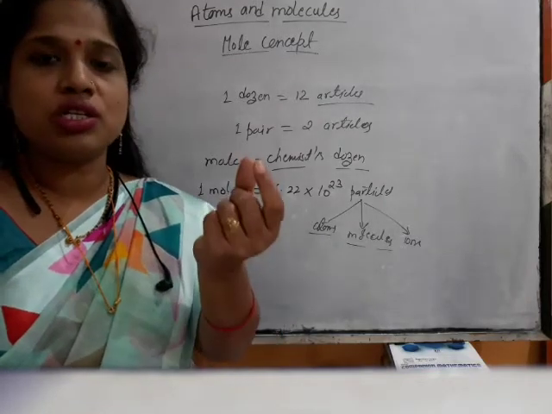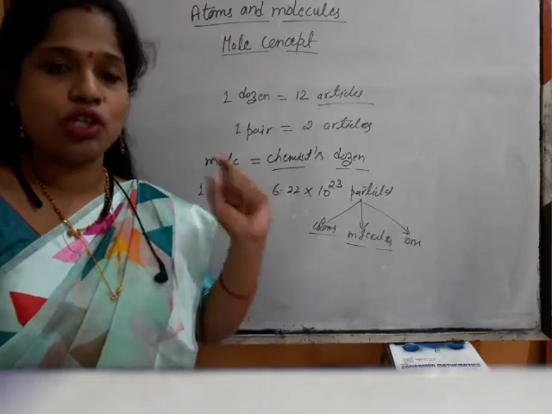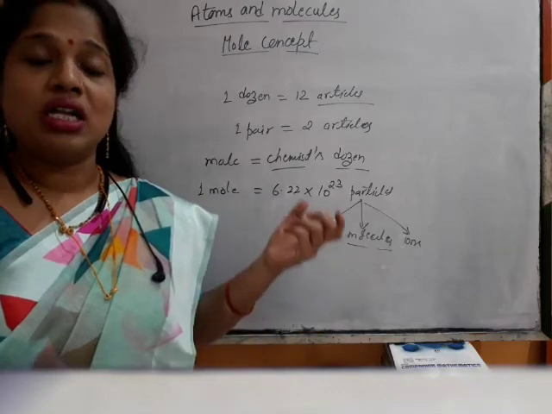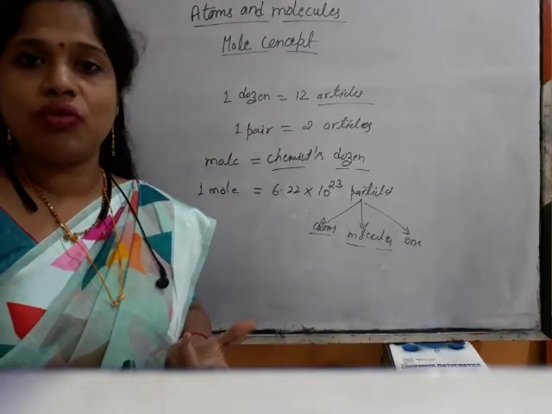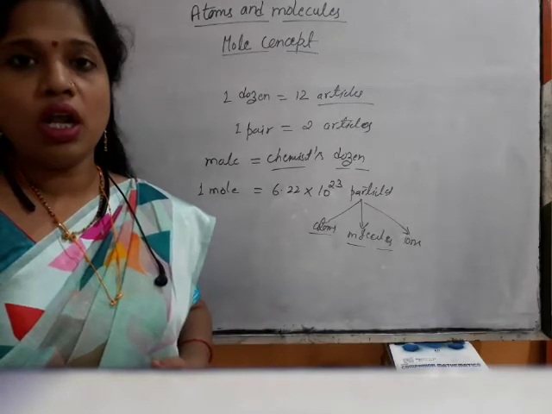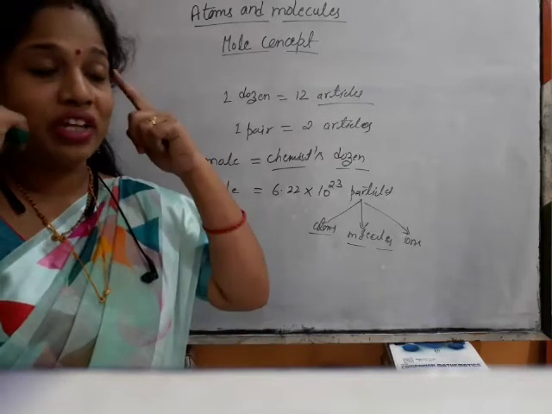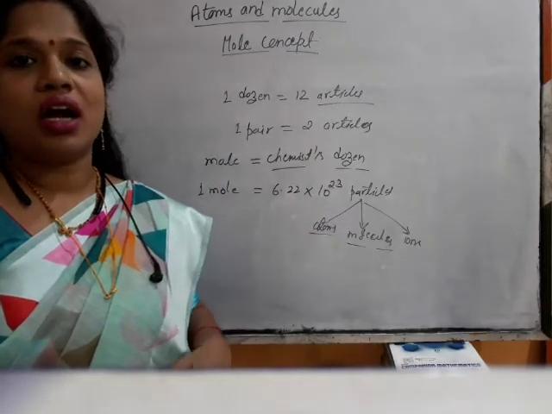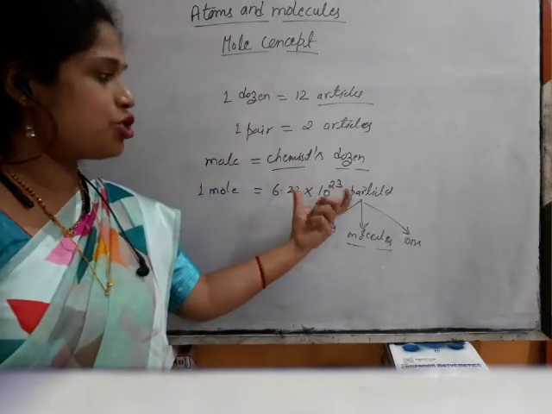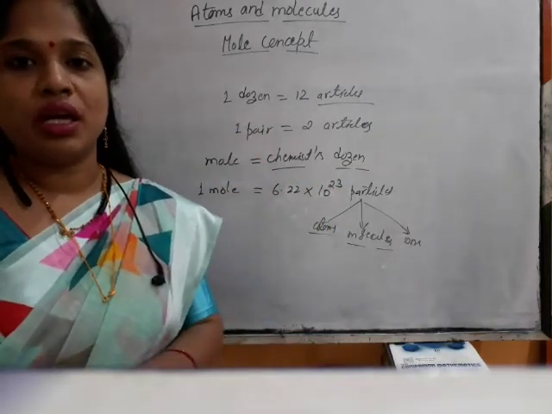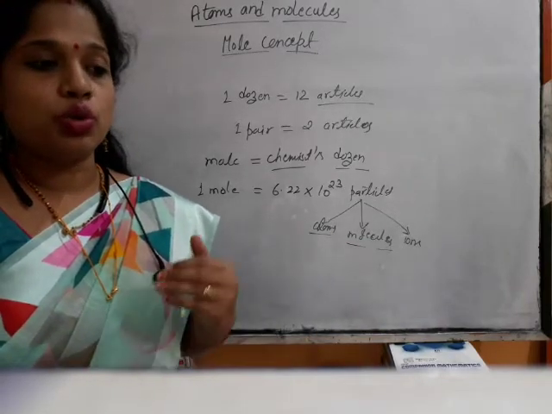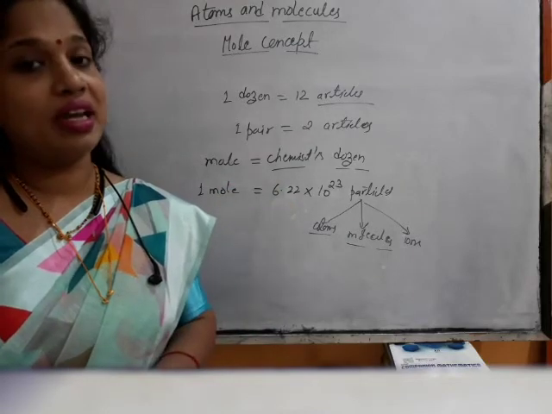We have just talked about strawberries, but you know that atoms and molecules are so small that we cannot see them with our naked eyes. So you can imagine how many atoms there are. If this many strawberries can cover the earth 3 times, then imagine how small atoms and molecules are, which we cannot see with our naked eyes.